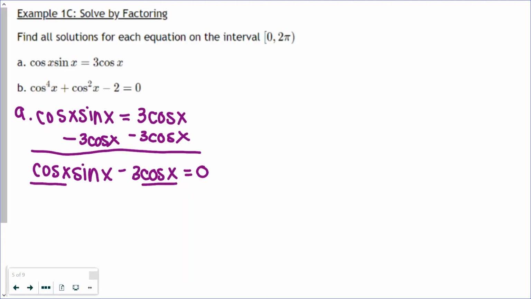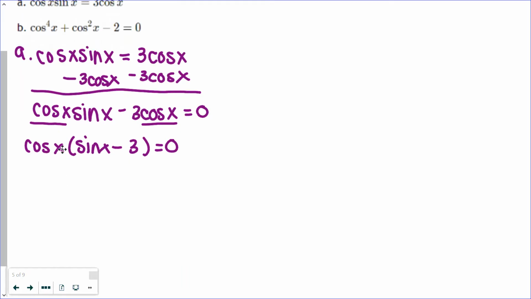To factor this, we have stuff in common. We have this cosine in both terms. So we're going to factor that out. If I pull out that cosine, I'm going to be left with a sine x minus 3. Now to finish solving, since now it's factored, we can separate them. So we have cosine x equals 0, and we have sine x minus 3 equals 0.